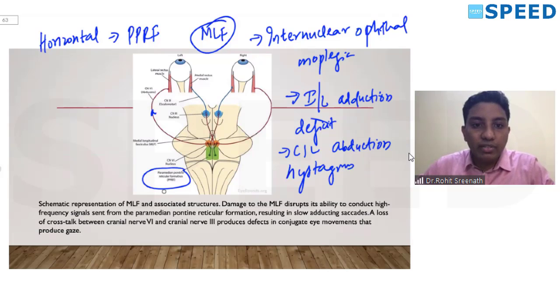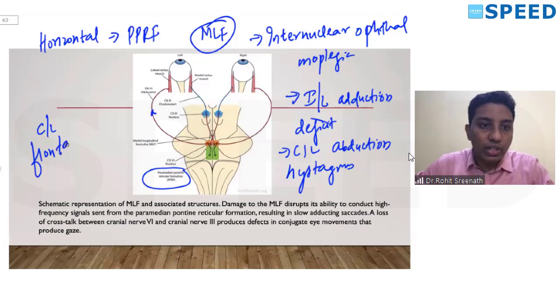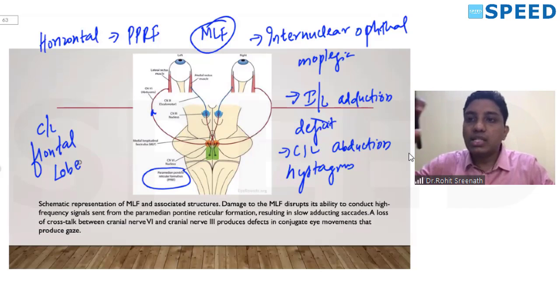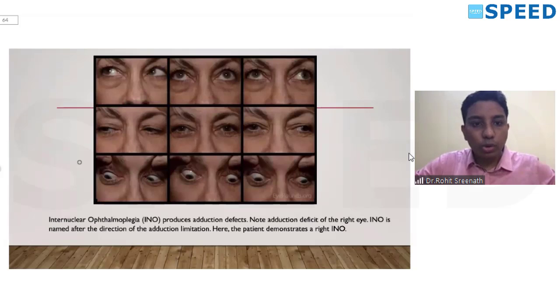So the PPRF is under the direct control of the contralateral frontal lobe. Remember, the PPRF is under the direct control of the contralateral frontal lobe. This is how the frontal lobe exerts its control over the horizontal gaze. Okay, we discussed INO.